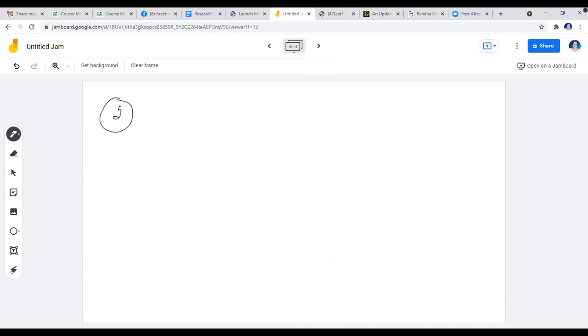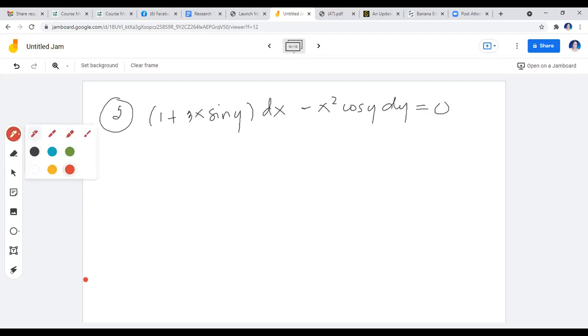So this particular DE is actually (1 + 3x sin y) dx − x² cos y dy = 0. Now again, you have to ask: is this separable? Is this homogeneous? Is this exact? Is this linear? Is this Bernoulli? The answer again is a no to all of those. So it doesn't fall on any of those.